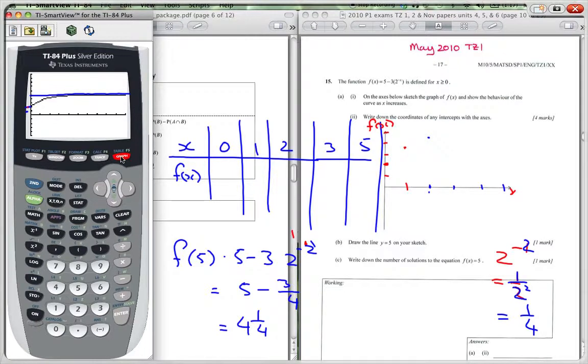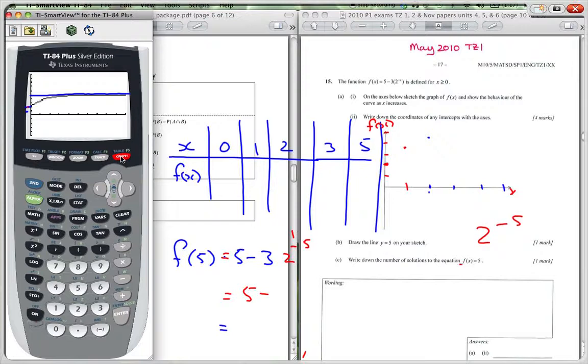For f of 5, we have 5 minus 3 times 2 to the minus 5. I'll just do my little side calculation here. 2 to the minus 5 is equal to 1 over 2 to the 5, which is 1 over 32. So we get 3 over 32, which is very close to 0.1, so this is about 4.9. We're getting very close to 5 here.